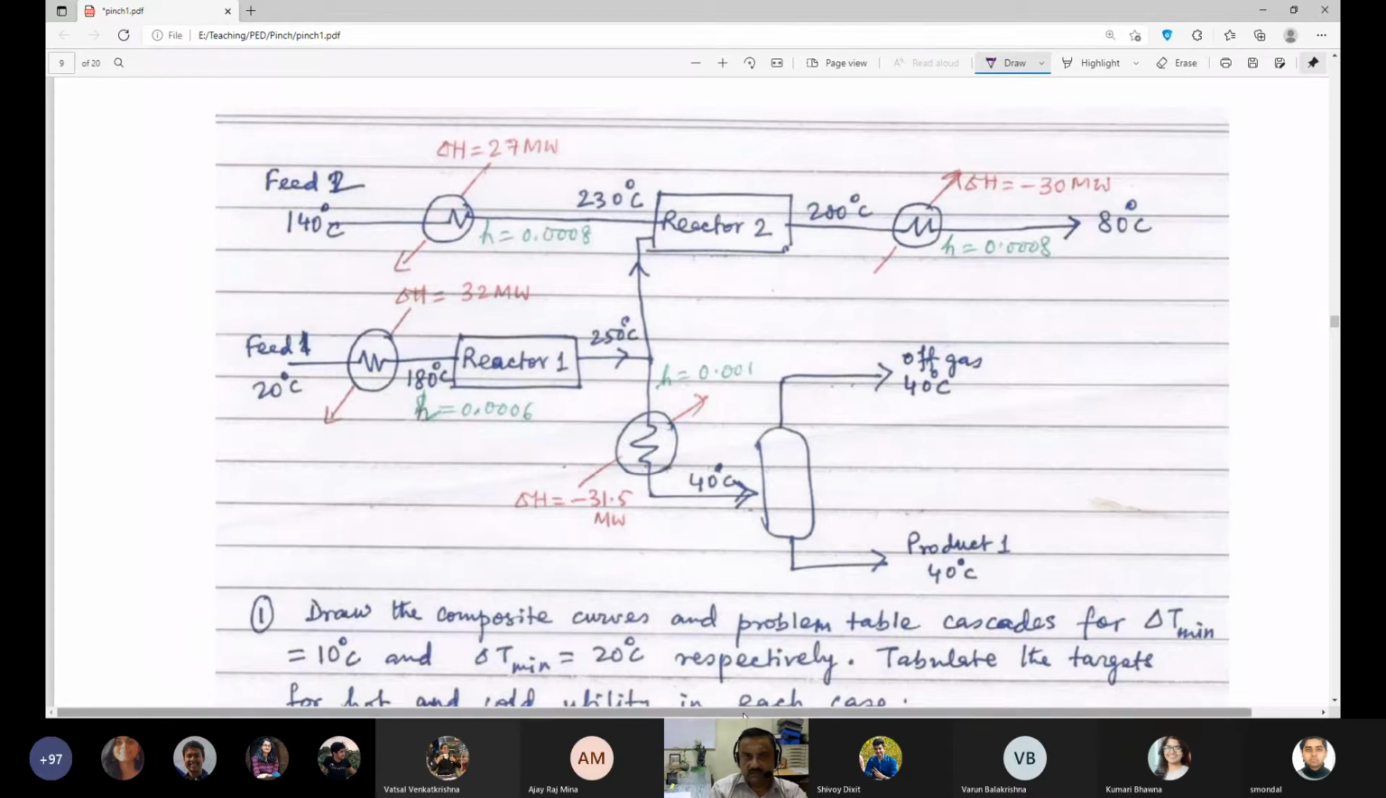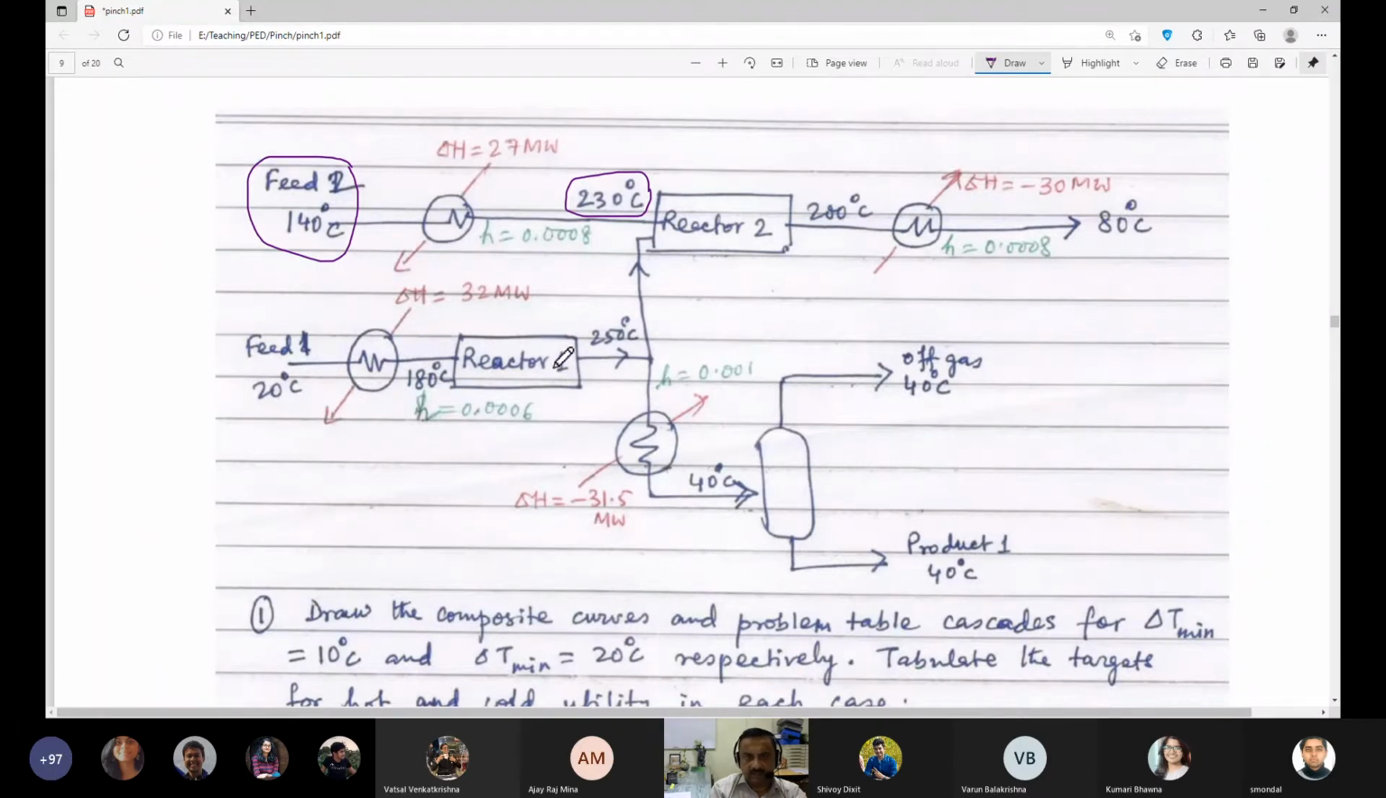So in this case, you can see that there are two reactors, and you have a feed available at 140 degrees centigrade, which has to be increased to 230 degrees centigrade. Then it goes to the reactor, comes out at 200 degrees centigrade, and because you cannot leave this stream at 200 degrees centigrade, you reduce it to at least 80 degrees centigrade. So this is how it works.